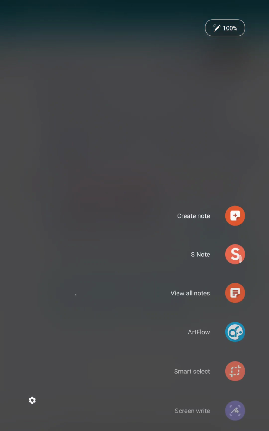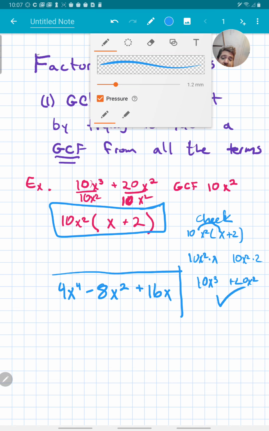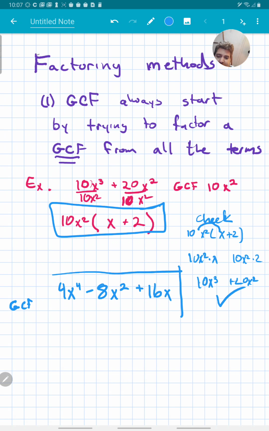Alright, so when we look at it, we notice that between all these terms, their coefficients are divisible by 4. Okay, so 4 is going to be part of our GCF. They all also contain an x. You have an x to the fourth, x to the second, and x to the first power. So x is going to be part of the GCF. The lowest power of x is right here on this last term, that x to the first. That's the lowest power of x. Okay, so our GCF is just 4x.